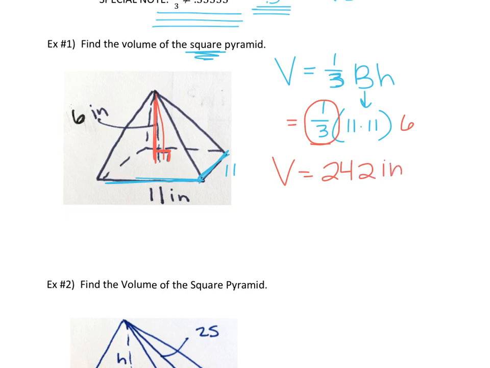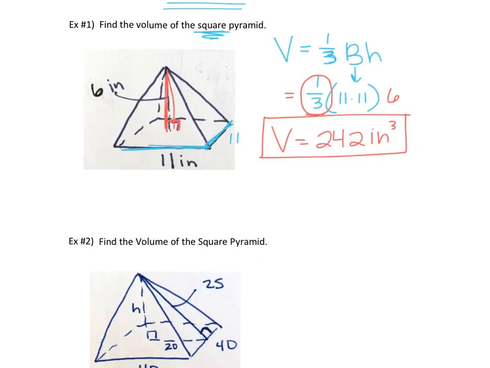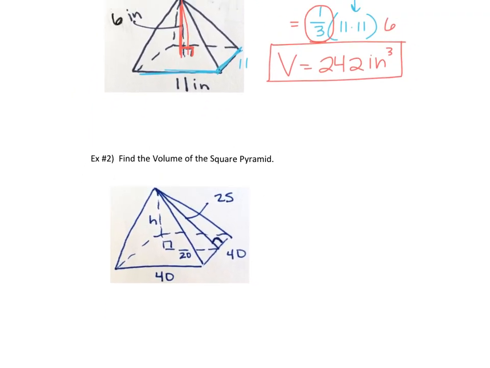And this is still volume, so we're cubing our units. And it looks like that. Okay, that's the volume of a square pyramid.